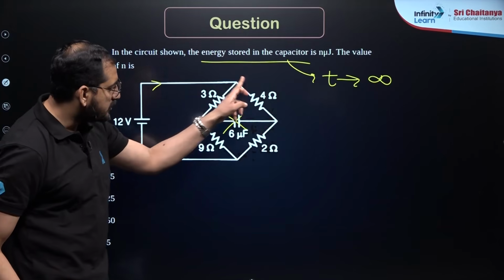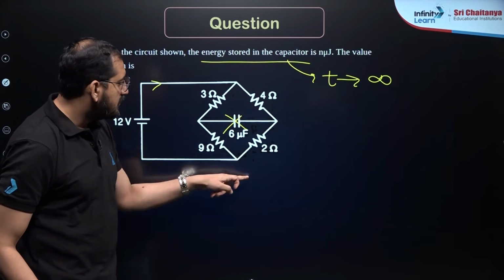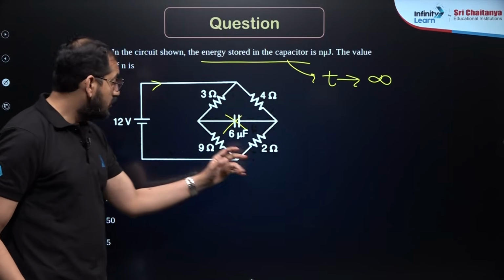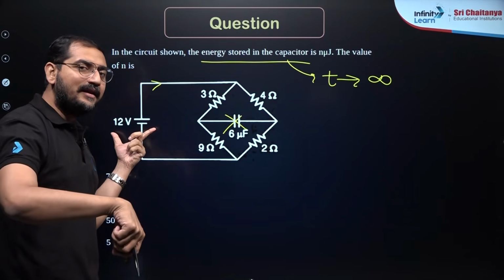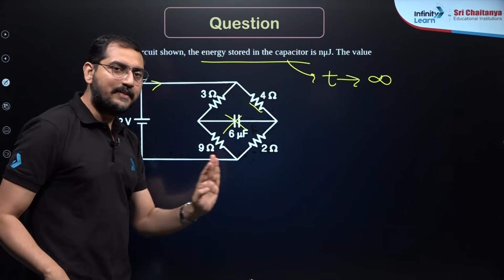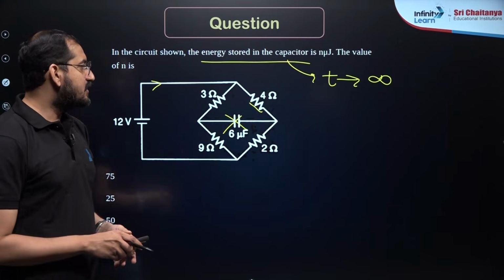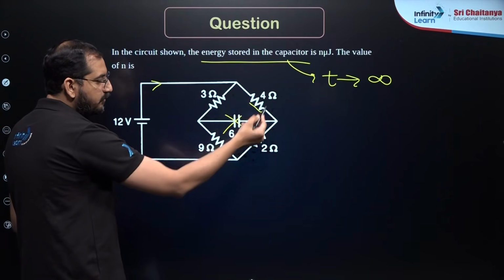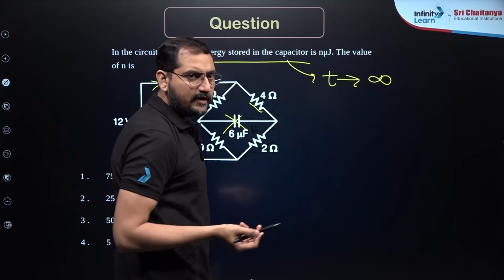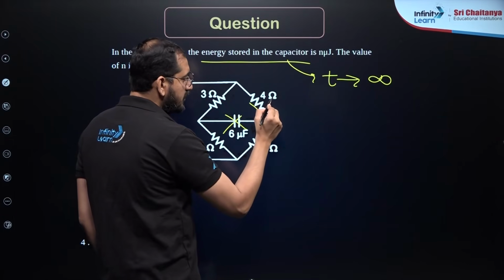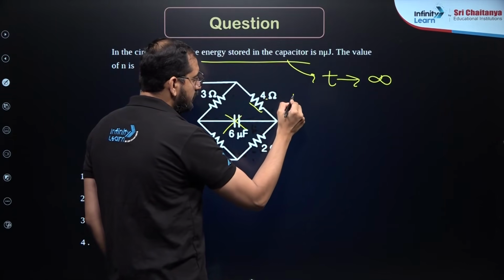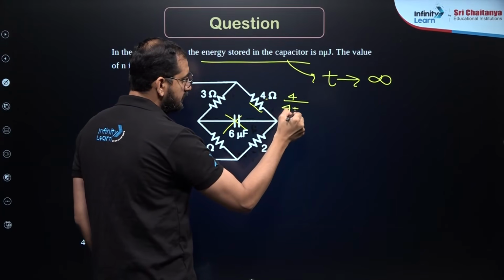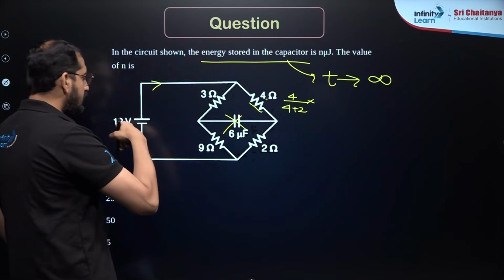Now look at this branch. This branch and this branch, they are connected in parallel, and both are connected to 12 volt again in parallel. All three branches are in parallel. If all three branches are parallel, it means that 12 volt is going to divide in this 4 ohm and 2 ohm in the same ratio of resistance. So what is the potential drop here? The value 4 divided by the sum 4 plus 2 multiply by 12.